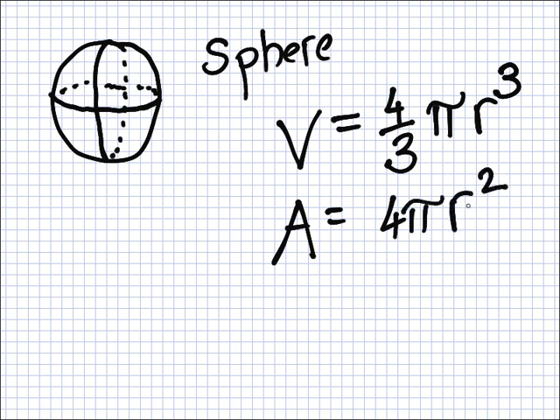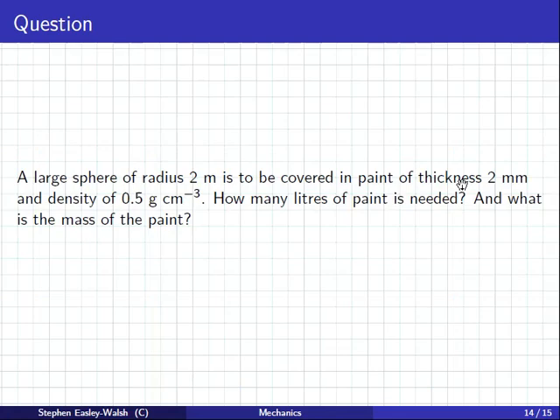Squared. Good. Okay, good job. Right. So, a large sphere of radius 2 meters is to be covered in paint. It's painted, and you want the paint to be 2 millimeters thick. And the density of the paint is 0.5 gram per centimeter cubed. How many liters of paint is needed, and what is the mass of the paint?